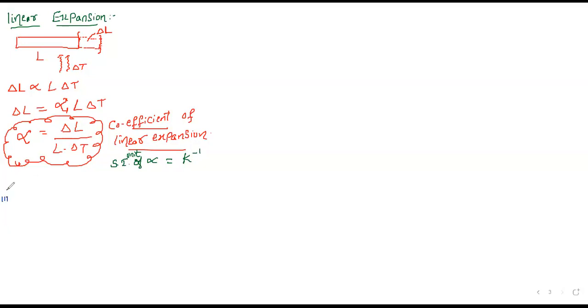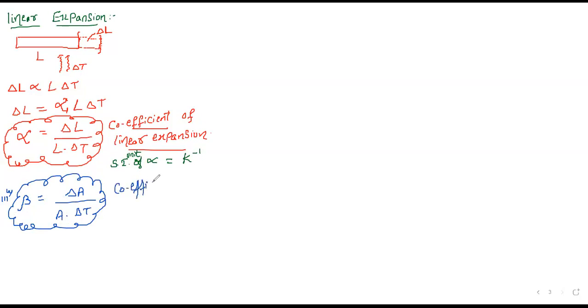Students, similarly, you can talk about the coefficient of areal expansion, that is the change in area to the original area into the change in temperature. This ratio we call the coefficient of surfacial expansion, or you can say areal expansion. What is beta, students? It is the coefficient of surfacial expansion. Surface means area. Surface expansion.